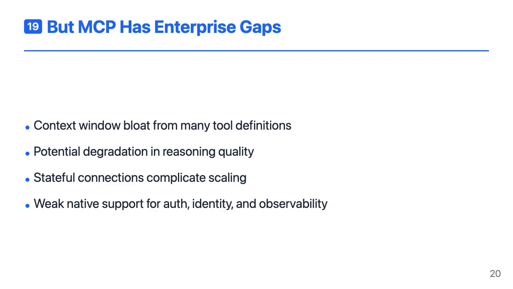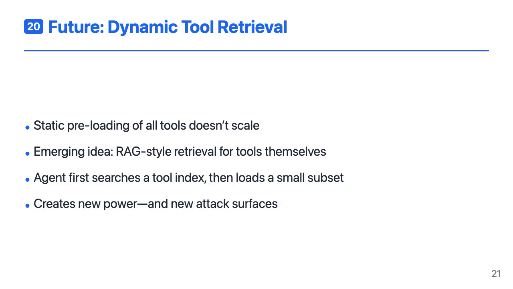On the security side, the initial spec offers only basic authorization flows, with unclear identity propagation and no built-in observability for logging or tracing. Enterprises are already compensating by wrapping MCP traffic in managed platforms and gateways. The paper points to an emerging architectural shift. Instead of preloading every tool definition into the model's context, agents may soon use retrieval-augmented generation for tools themselves. Faced with a task, the agent would first query a large index of available tools, pick a handful of relevant ones, and only then load those definitions into the prompt.